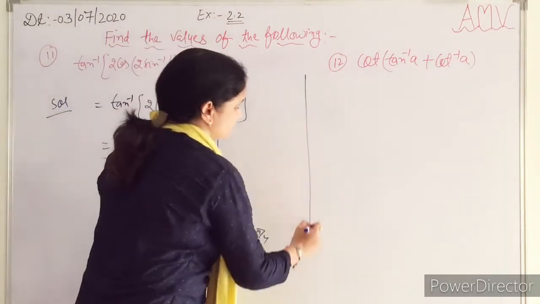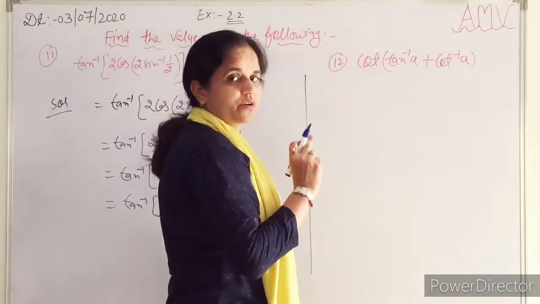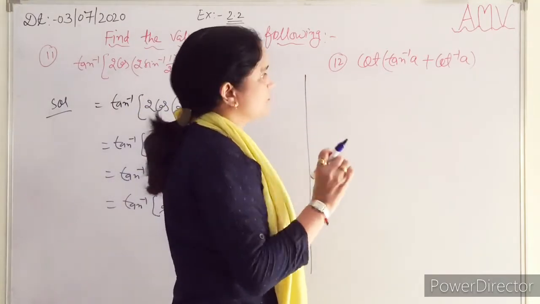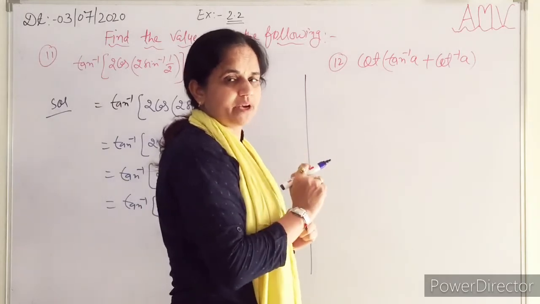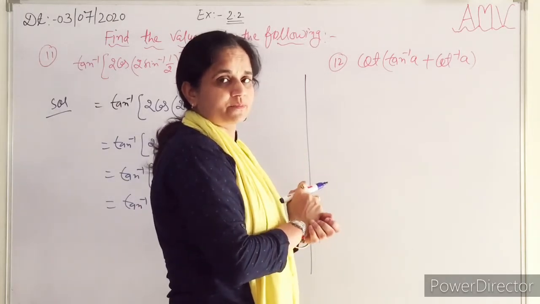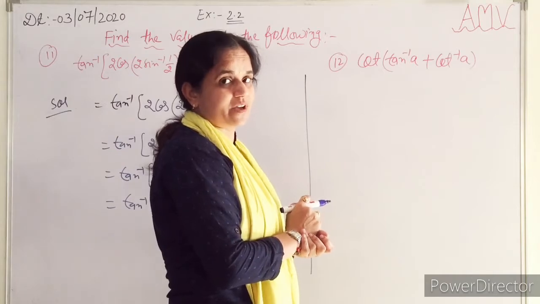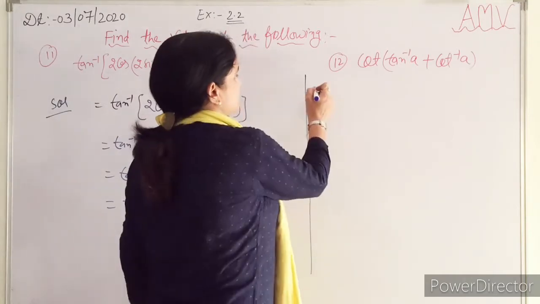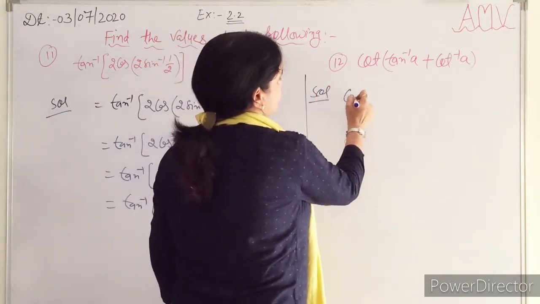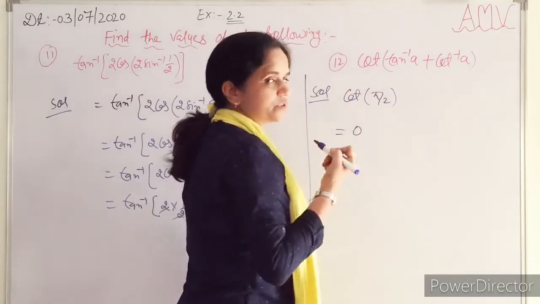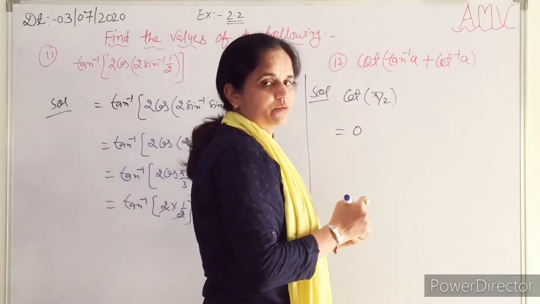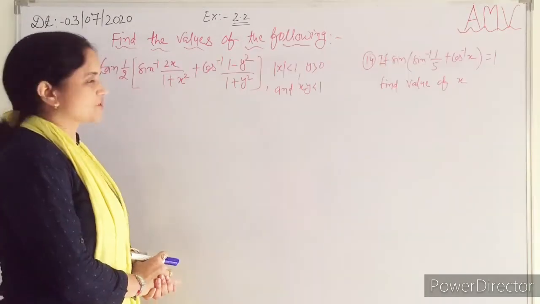The next question. Very simple, students. According to the property, you know that tan inverse x plus cot inverse x is equal to pi by 2. Yesterday I wrote all the properties and I am expecting that you have learned them. So for this question, it's cot pi by 2, and cot pi by 2 is 0. Now move ahead.